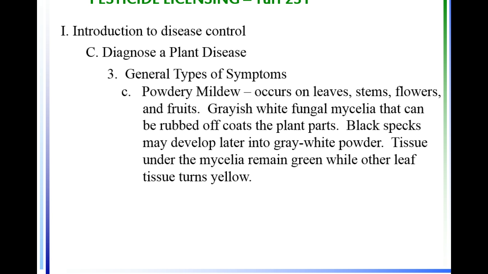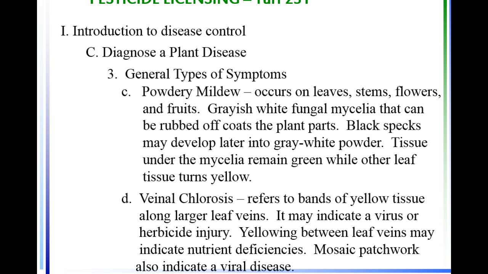So remember that. But it's a grayish white fungal mycelia, and it grows over plant parts, and it can be rubbed off. You're going to see black specks that it can develop into the gray-white powder later on. And usually the tissue under the mycelia is going to stay green while the rest of the tissue will turn yellow on the leaf. But the mildew is going to affect the leaf itself.